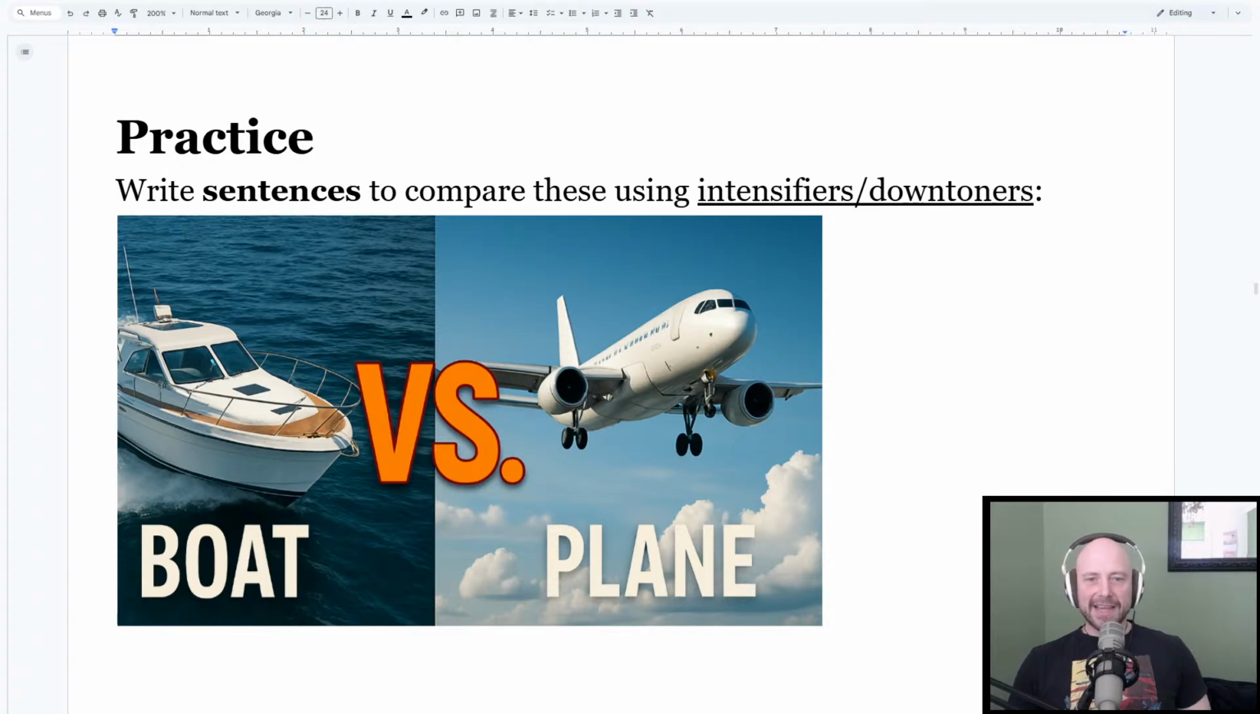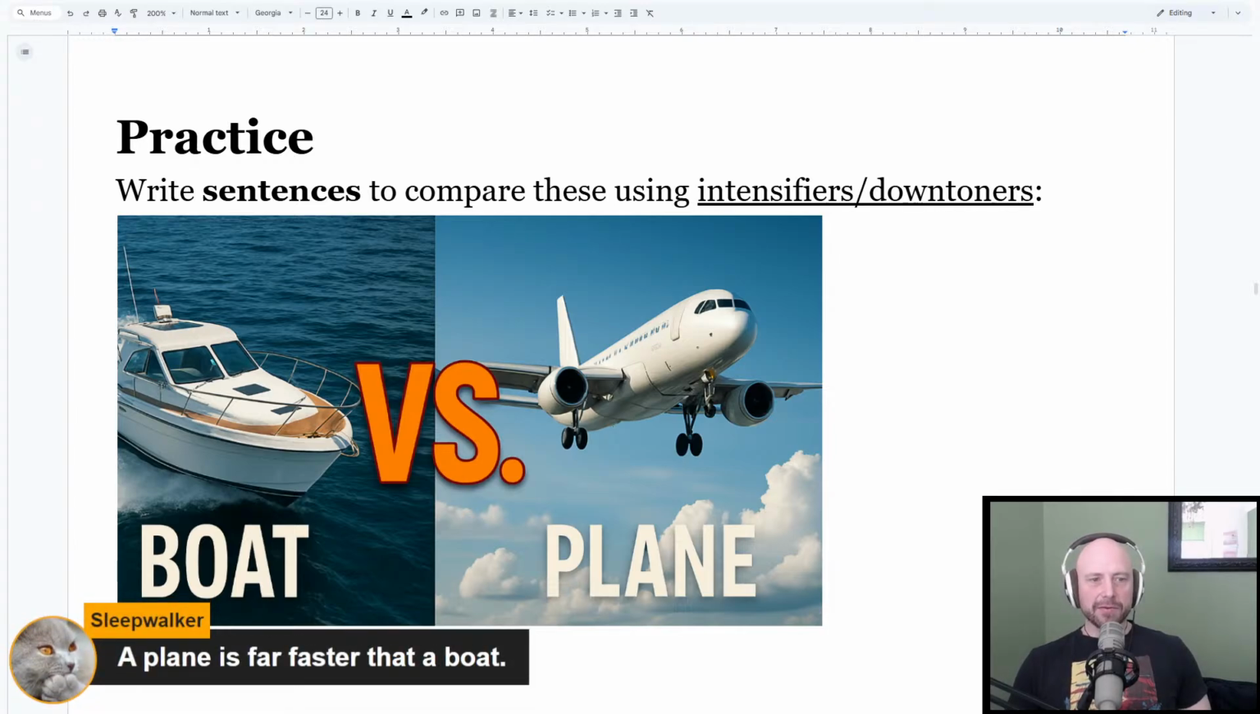Boat versus plane. I think it would be better to have these in plural form, by the way. So we're actually considering and comparing boats versus planes, remembering to use intensifiers and downtoners. So what would you like to say about boats versus planes, or traveling by boat versus traveling by plane? Making comparisons, boats versus planes. Type your answers in the chat, full sentence, and using intensifiers and downtoners. Planes are far faster than boats.